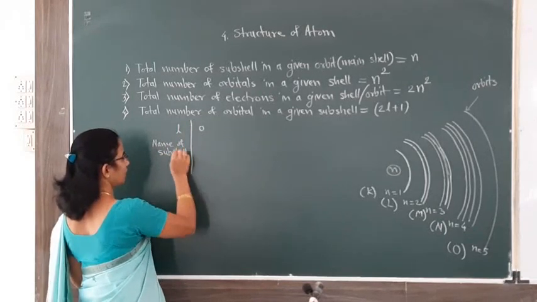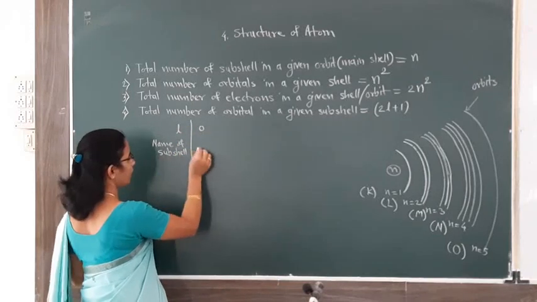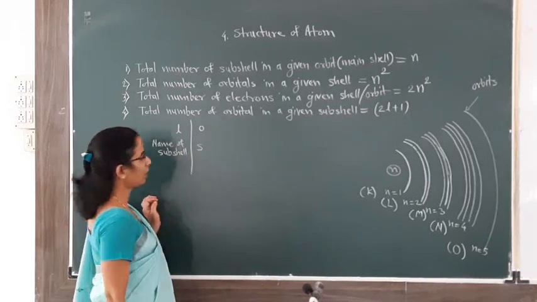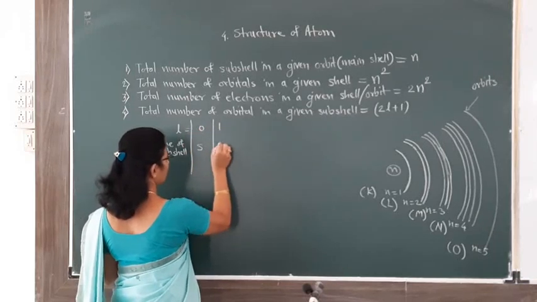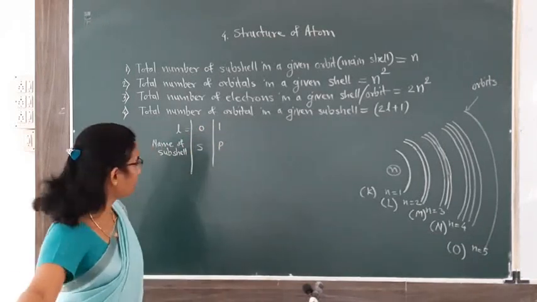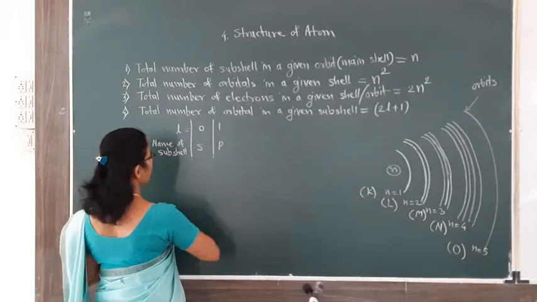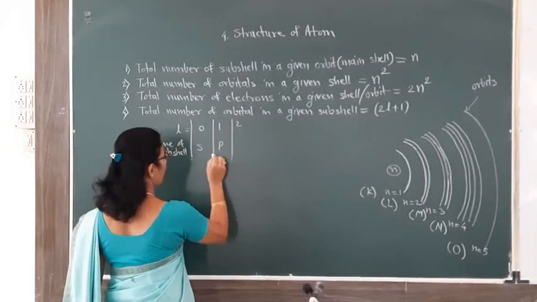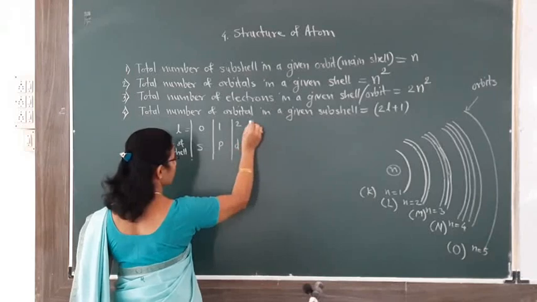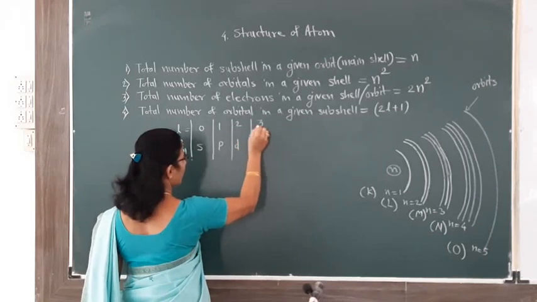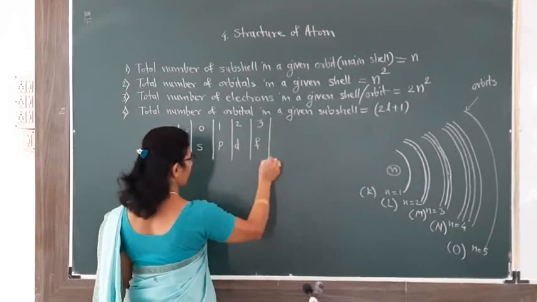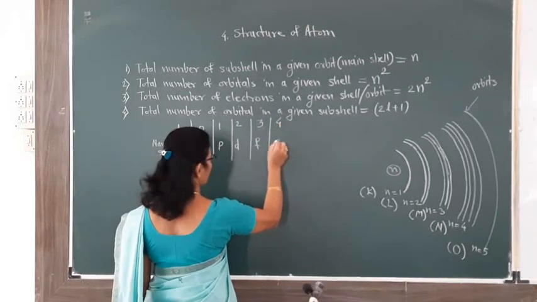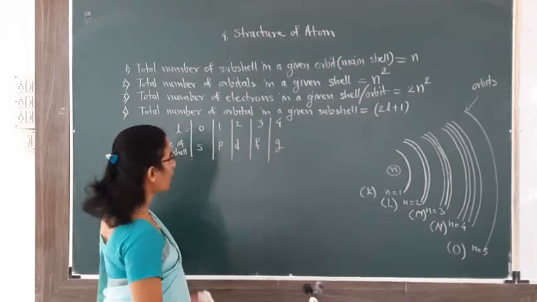काल मी तुम्हाला सांगितलंय एल इज इक्वल टू 0 असेल तर त्या सबशेलचं नाव आहे एस. जर एल इज इक्वल टू 1 असेल तर इट इज नेम्ड ॲज पी. इफ एल इज इक्वल टू 2 देन दॅट सबशेल इज नेम्ड ॲज बी, अँड इफ एल इज इक्वल टू 3 इट विल बी नेम्ड ॲज एफ. सिमिलरली इफ एल इज इक्वल टू 4 इट इज नेम्ड ॲज जी, अँड सो ऑन.